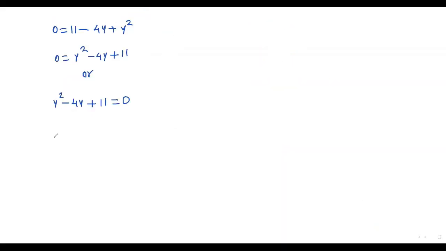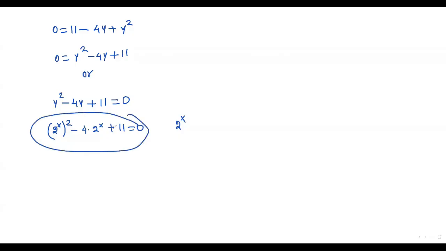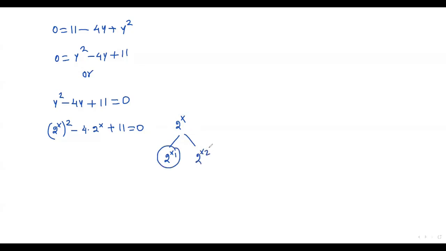So when I replace this y by 2 to the x power, then I'm getting 2 to the x power the whole square negative 4 times 2 to the x power positive 11 equals to 0. Again, we have a quadratic equation in terms of the variable 2 to the x power. Solving this quadratic equation will give two values for this 2 to the x power. Now, let me assume the first value for this 2 to the x power as 2 to the power of x1, and the second value is 2 to the power of x2. So, these are the two roots of this quadratic equation.